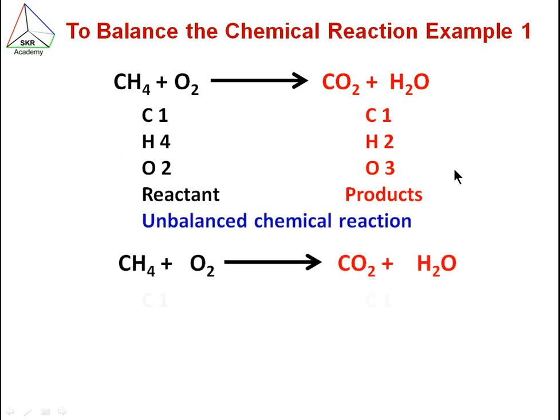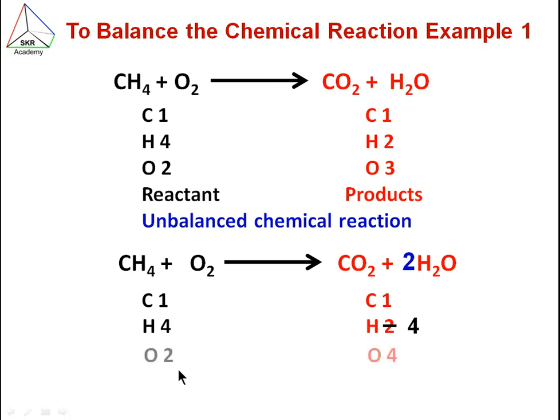Basically, first we see that carbon appears the fewest times, which is number 1 only on both sides. So this is already balanced. Now we have to balance hydrogen. On the left hand side 4 hydrogen atoms are there, and on the right hand side 2 hydrogen atoms. So what we will do is add a coefficient 2 in front of the water molecule, and then 2 multiplied by 2 hydrogen becomes 4. So now hydrogens are also balanced.